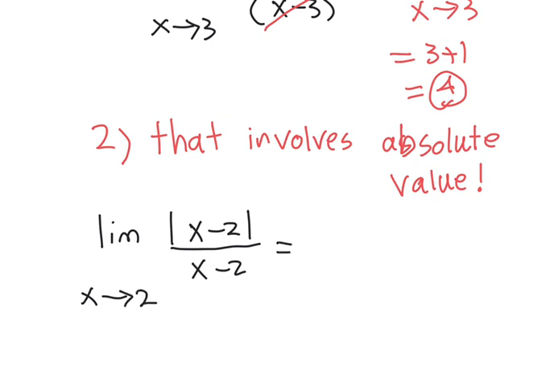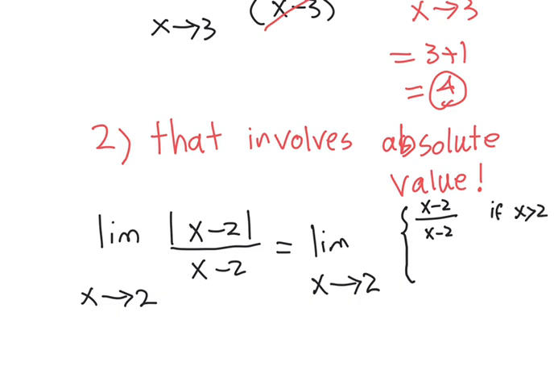2. Okay, let's write this limit as a piecewise function. Let me write the limit first. So the limit as x goes to 2. How can we write it without the absolute value form? Just you can say x minus 2 over x minus 2 if x is more than 2, and negative bracket x minus 2 bracket over x minus 2 if x is less than 2.